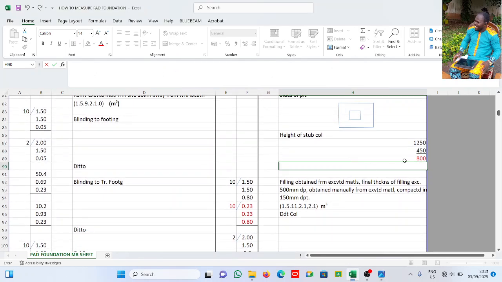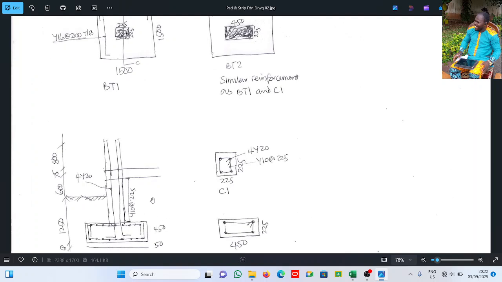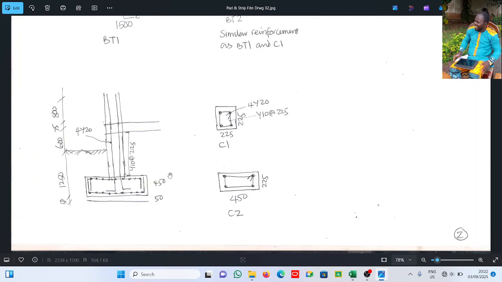So this is the depth of the stop column. This is what we have here. Stop columns are columns below the ground. Any column below the ground is called a stop column. If they are very big, bigger columns, like maybe 600 by 1200, you know those big columns, right? They are called pedestals. All right. So our filling to our stop column.